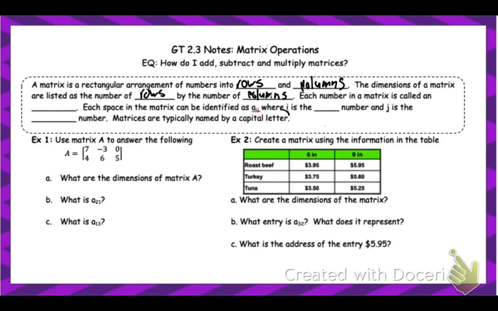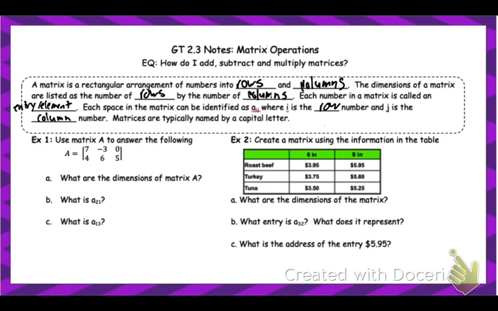Each number in a matrix is called either an entry or an element. And then each space in the matrix you can identify using this notation. So you have A, and it's hard to see with that little misspell line. It's A with a little subscript I and J. The I is the row number, and the J is the column number. Again, following that order of rows and columns. And then typically when you name a matrix, you use just a capital letter.